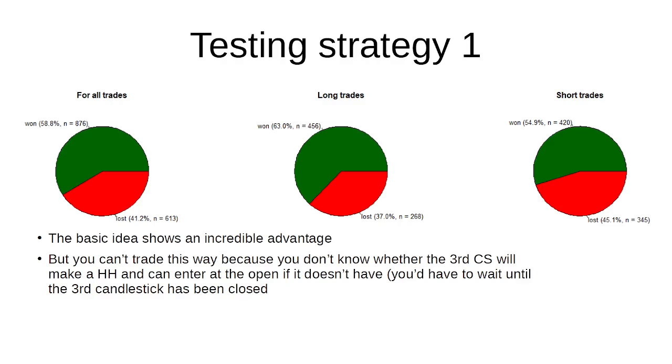But of course, you can't trade this way, because you don't know whether the third candlestick will make a higher high or a lower low. So it doesn't work at all. Nevertheless, of course, just looking at 3 closed candlesticks, it's really an amazing strategy. But I don't see any way how to do it.